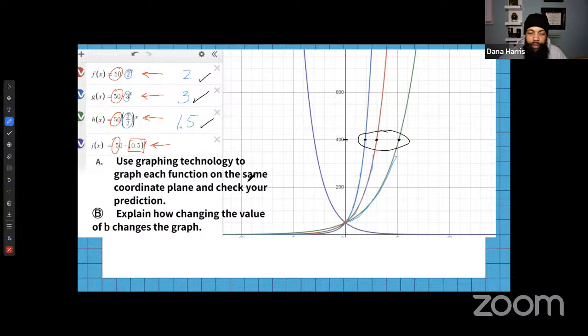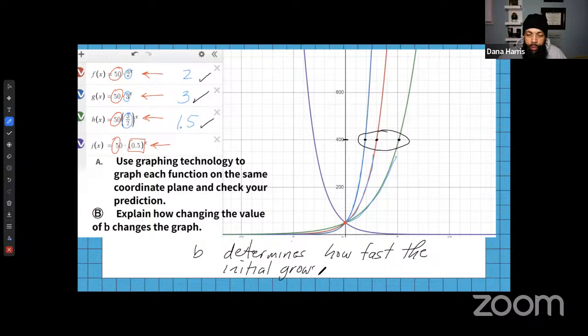So this is very, very important. B determines how fast the initial value grows or decays, because we don't want to forget the one that is less than 1, okay? So that's that.